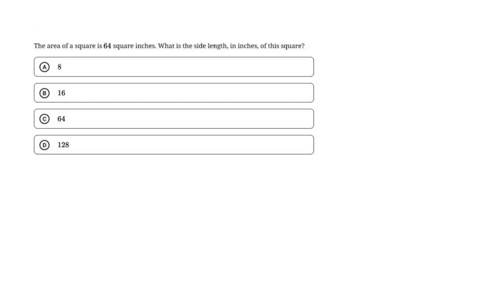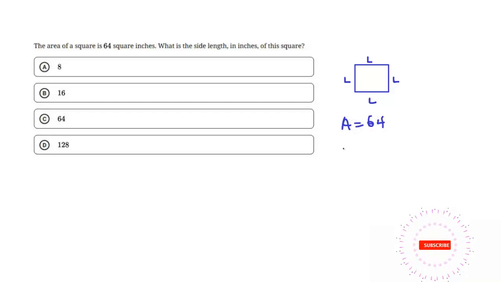So the first thing we need to do is, let me just draw a square here. If we draw this square, of course, for a square, all the sides are of equal length. So let's say this is L, this is L, this is L, this is L. So if the area of the square is 64 square inches, so A is equal to what? 64. So what is the side length in inches?